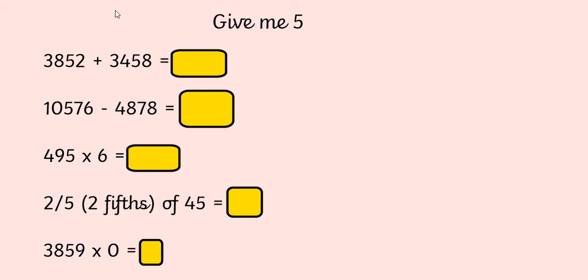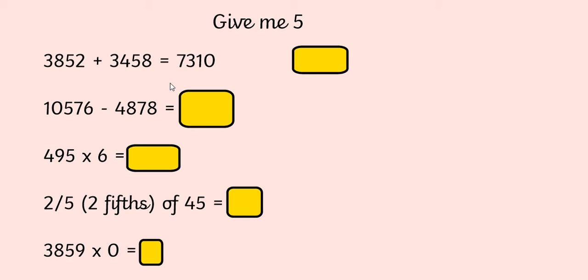Okay, well done then, however many you managed to do. The first one I would have started with column addition, to get the answer 7,310. Okay, if I wanted to check that, I could do 7,310 and take away one of these numbers, and hopefully it would get the other one. That would tell me that it's right, and that's doing the inverse.